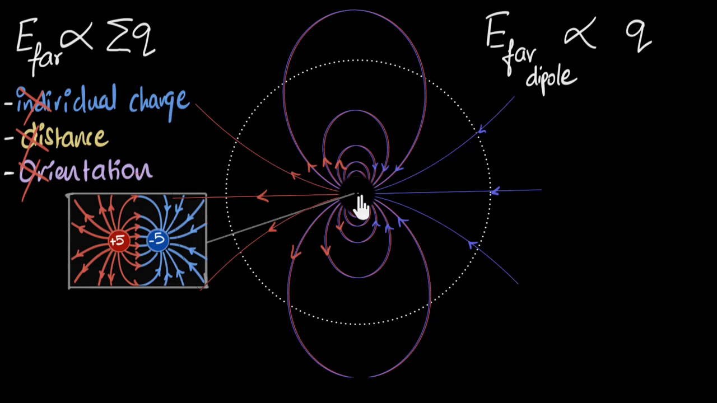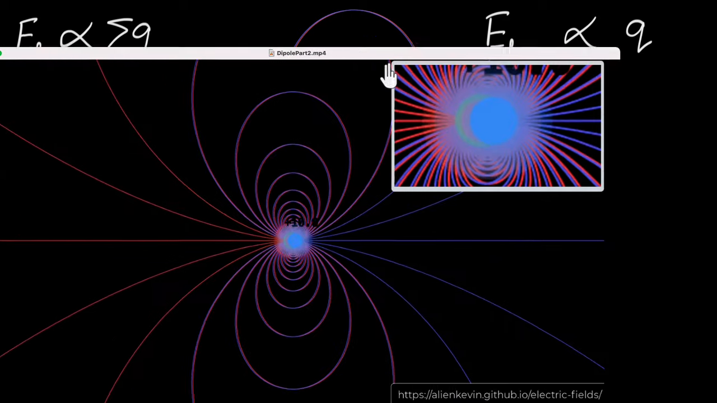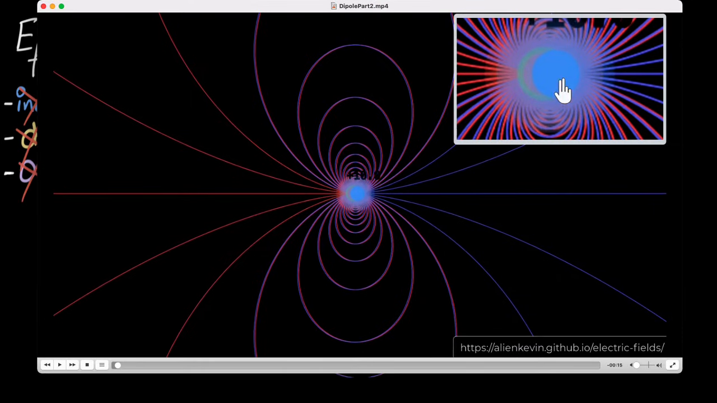They will still look like a dot to me. But do you think the field lines would change? Your mind is gonna get blown now. Let me show you the simulation. Here's the simulation. And I've zoomed in so you can see the charges going farther and coming closer.